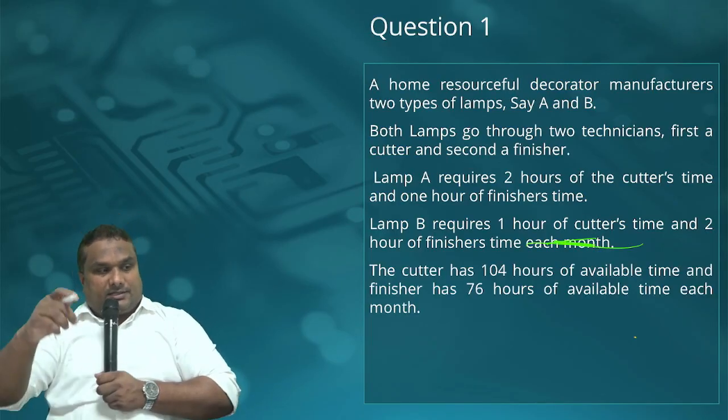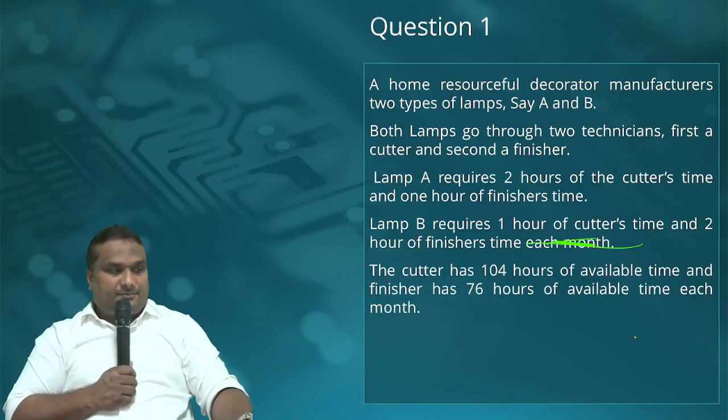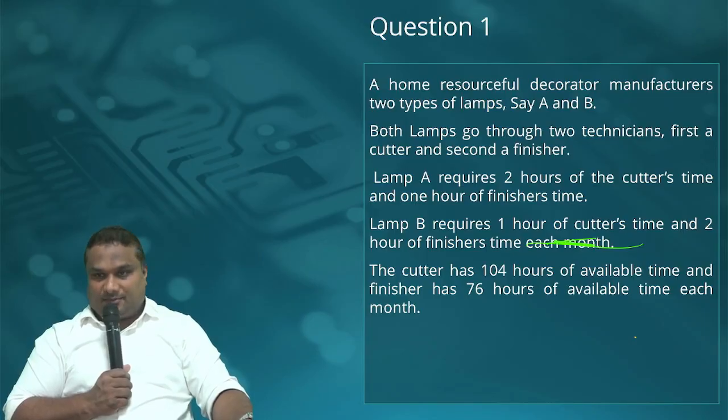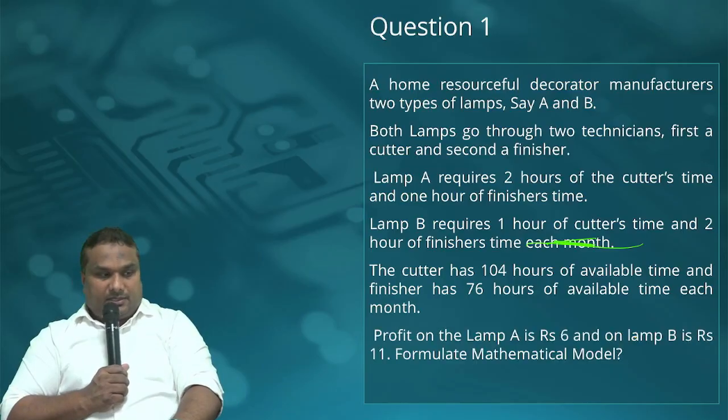Not each month. Next say, the cutter has 104 hours of available time and the finisher has 76 hours of available time each month. Available time each month. Full stop.